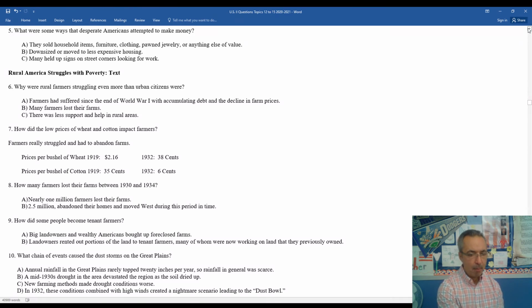How many farmers lost their farms between 1930 and 1934? Nearly 1 million farmers lost their farms during this period of time. 2.5 million abandoned their homes and moved west during this period in hopes of a better life.